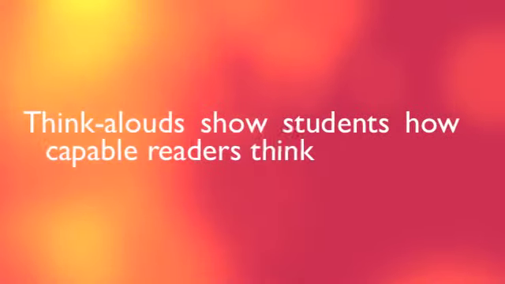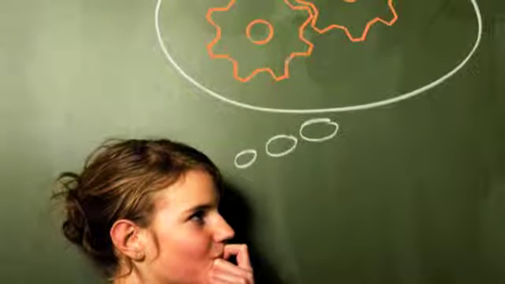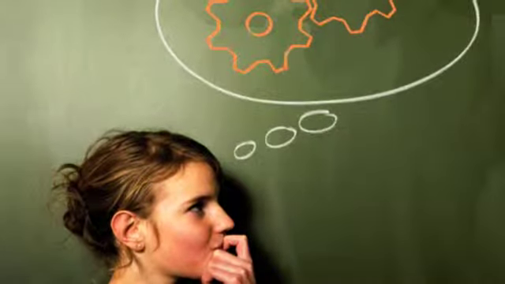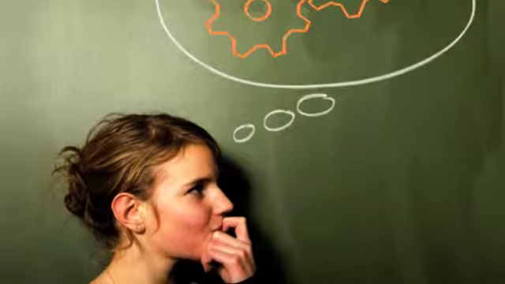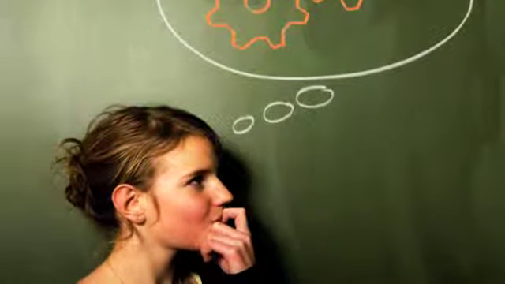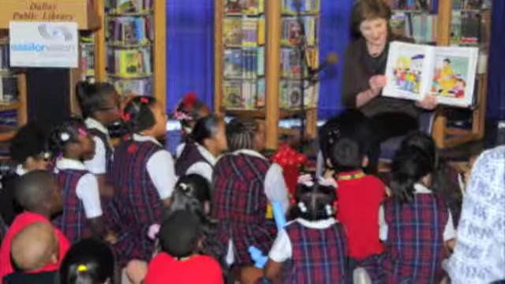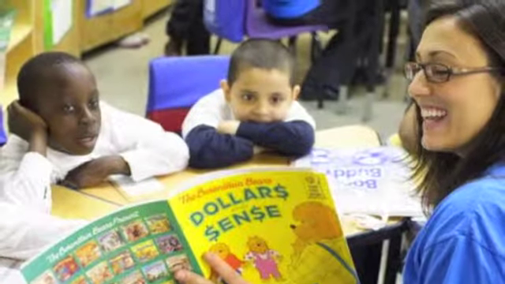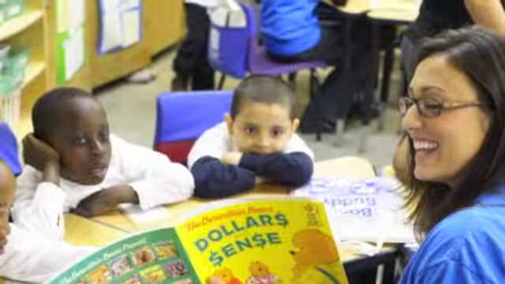Let's start with a definition. Think alouds are when a teacher models the thought processes a reader uses as he or she reads. By using the Think Aloud strategy, teachers make the invisible mental processes visible to their students. Students are able to observe fluent reading when a teacher does a Think Aloud. Teachers are able to model reading with expression by reading aloud to their students.